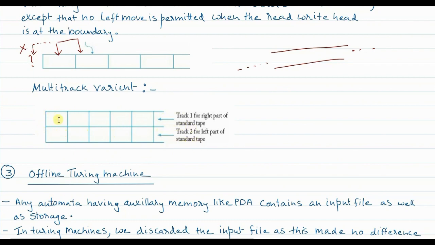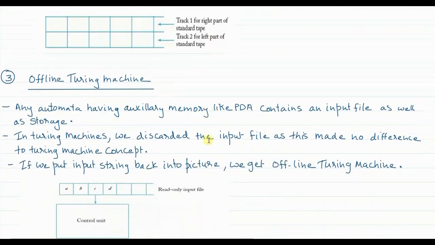And now the cell is divided into tracks. So you have two tracks. Track 1 is for the right part of the standard tape, and track 2 is for the left part of the standard tape. Okay, so we have two tracks. The first track is for the right part of the standard tape, and the second track is for the left part of the standard tape, right?